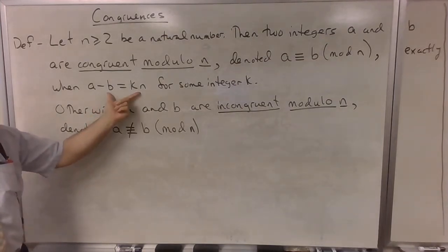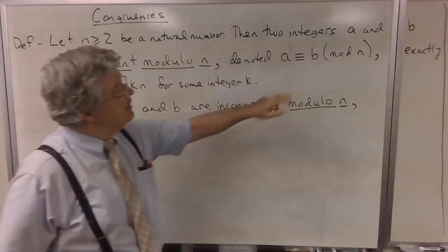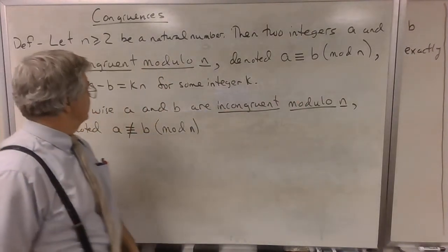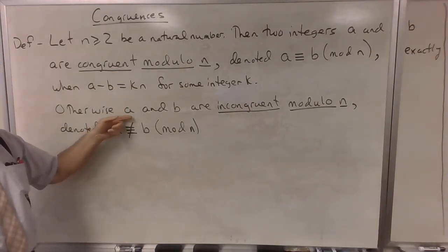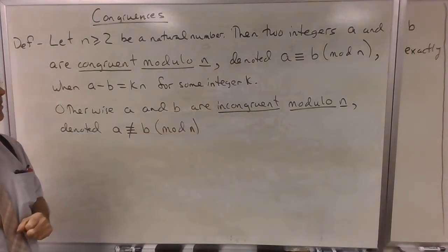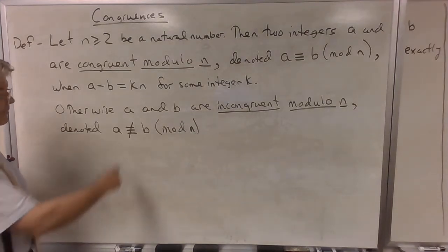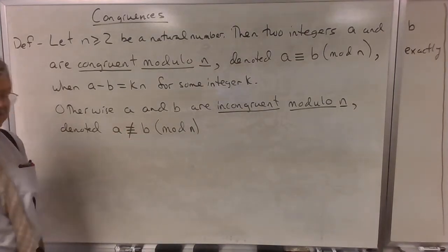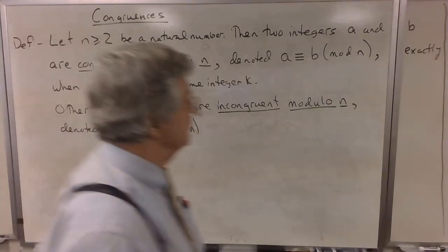So if this is true for A and B, then we say that A is congruent to B modulo n, and we denote it this way. If this is not true, then we say that A and B are incongruent modulo n, and we denote it this way. Essentially, we just draw a slash through the congruence sign. Now, before we do anything else, let's just look at some examples.